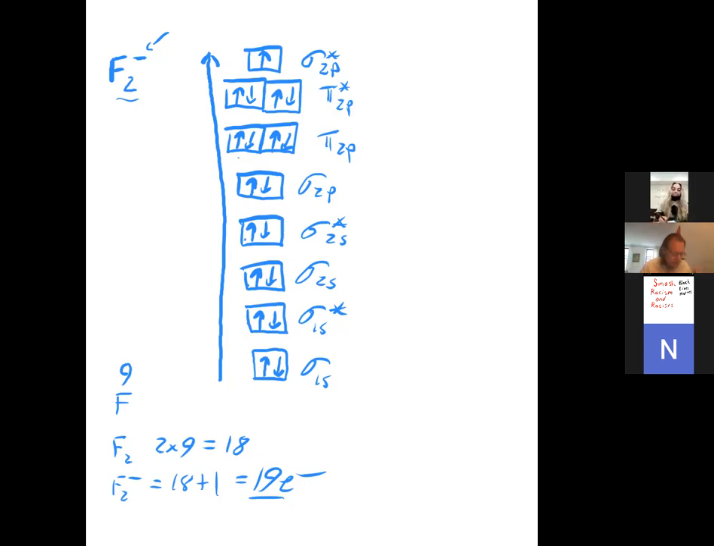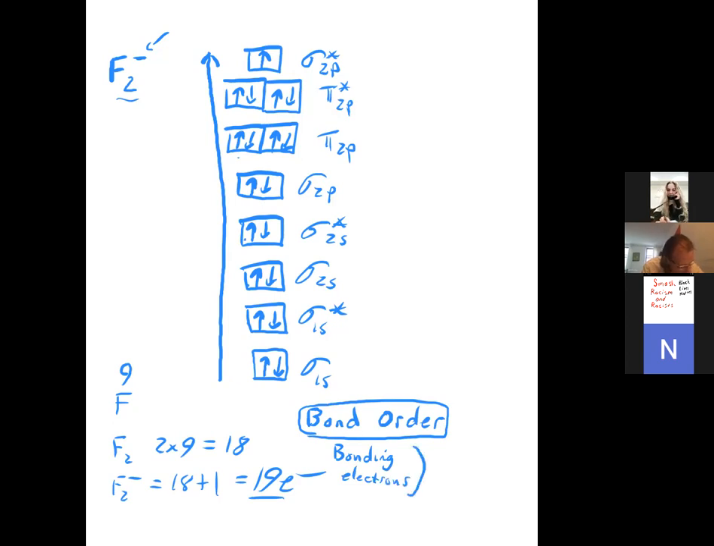So here's what we do. We do a calculation called bond order. I almost called it formal charge. Bond order. Okay, here's how you calculate it. You add up all the bonding electrons. So you add them all up.